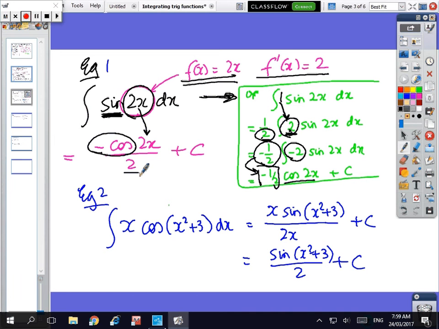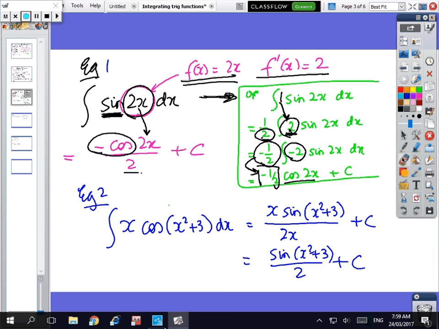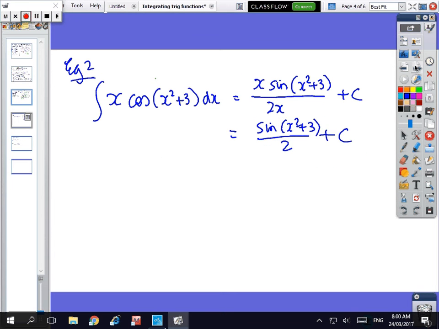In this second example, I think I'll do it on the next page. I'm going to rub that out there. We'll do it on the next page. It's a clean one. We're going to get some chance to practice those straightforward ones. Copy that if you need to.